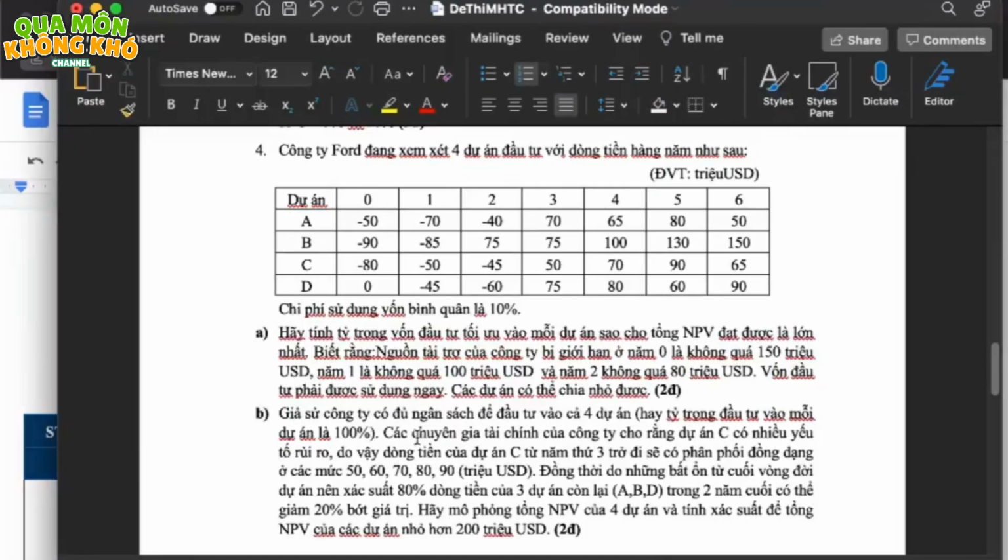Supposedly the company has enough budget to invest in the 4 projects, and the financial expert of the company assumes that project C is so risky. So the cash flow from project C from year 3 has a uniform distribution, exactly a discrete uniform distribution.